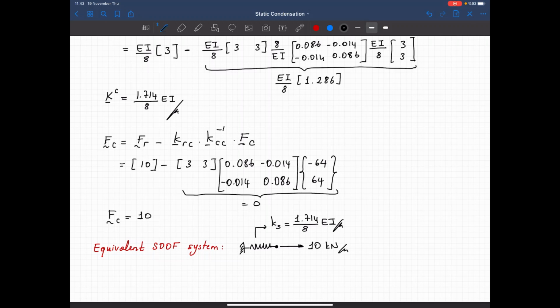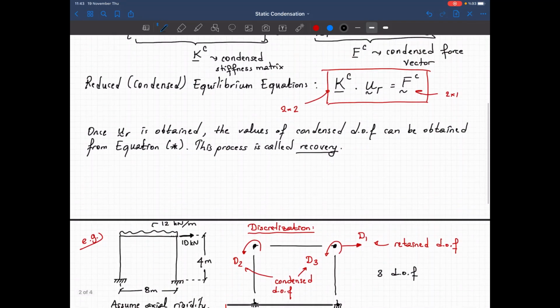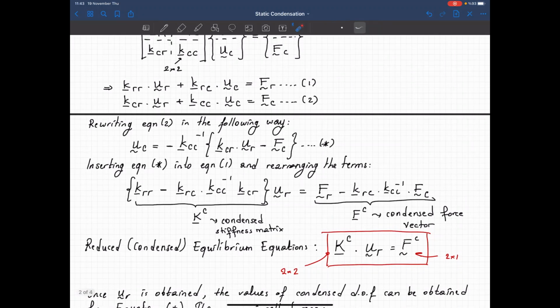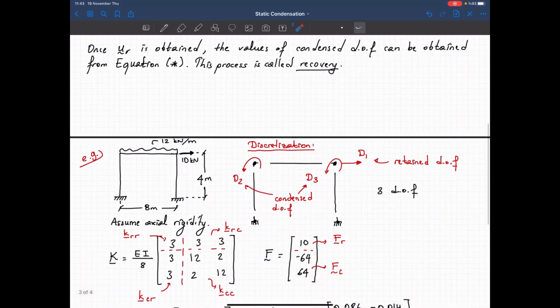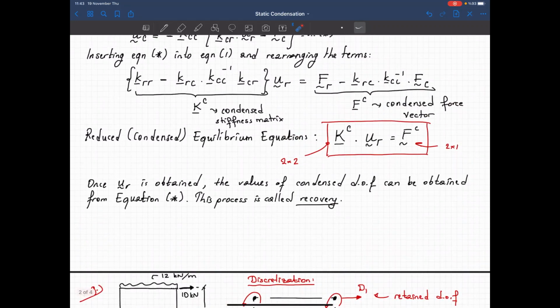And from that you can calculate your displacement, the lateral deflection, and using the recovery phase, using this equation, you can then calculate the rotations, D2 and D3. So that's it. This is what we call the static condensation. But sometimes when we have a larger structure, it is difficult to make this type of calculations. It's computationally very expensive. Numerically, we really don't want to take an inversion because it's very costly.